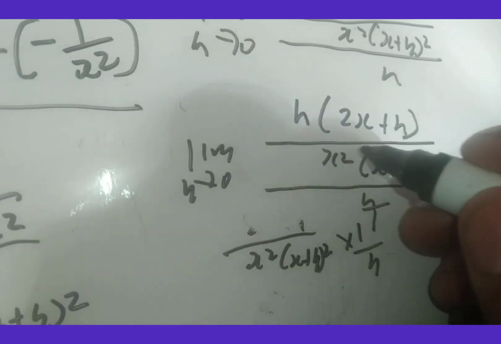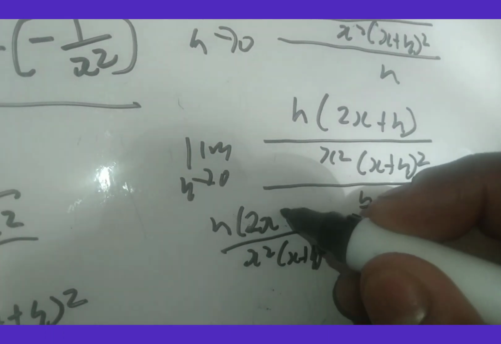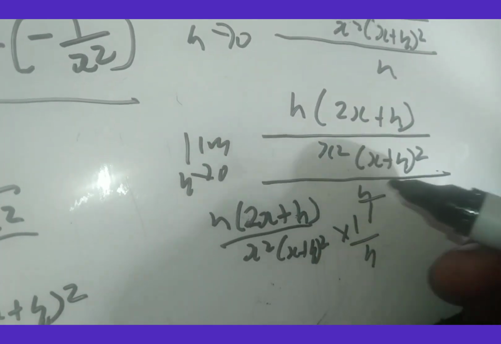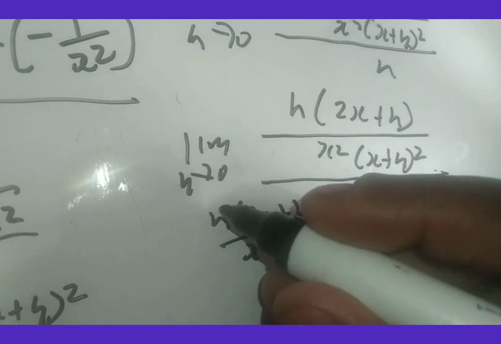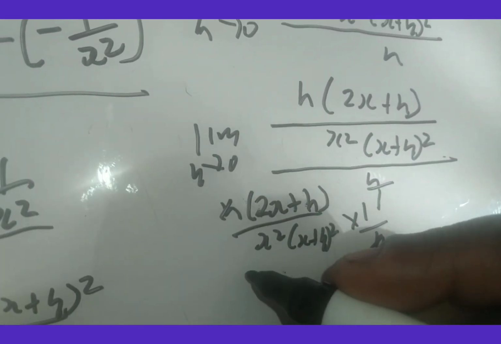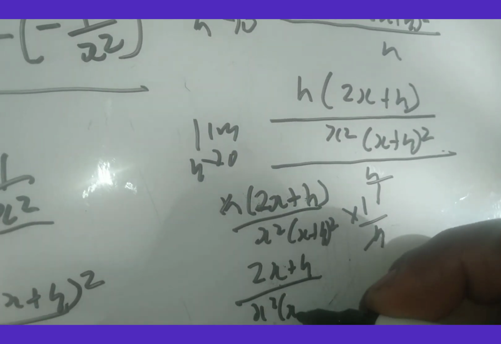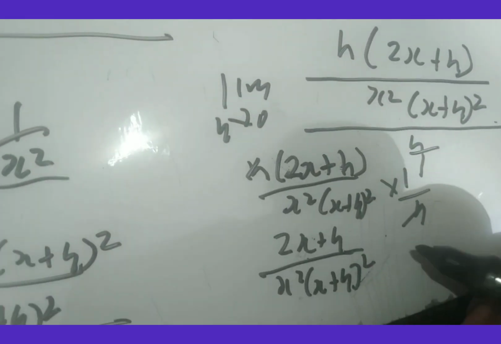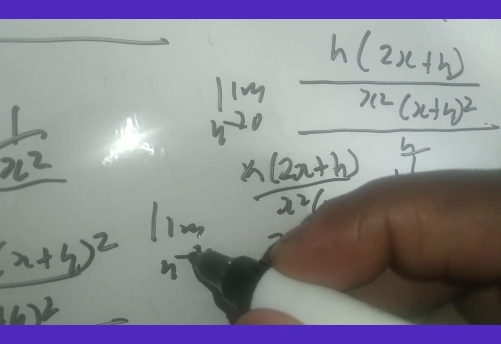The first fraction is actually h times (2x plus h). I'm just rewriting the same thing, but I changed the division sign into multiplication and I switched this. So then this and this will cancel, and we'll be left with 2x plus h all over x squared times (x plus h) all squared. So what do we do in this step? Still we have the limit as h tends towards 0, right?